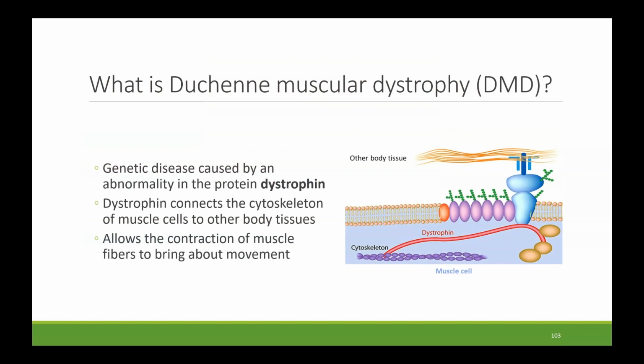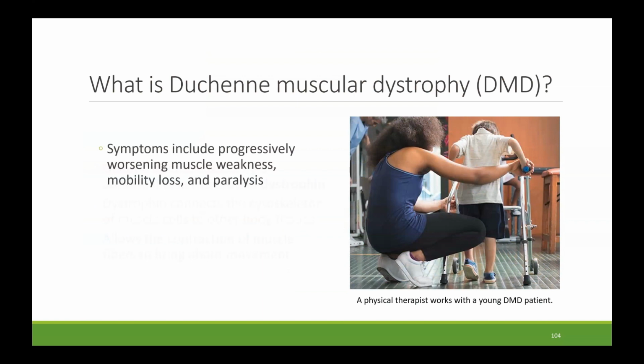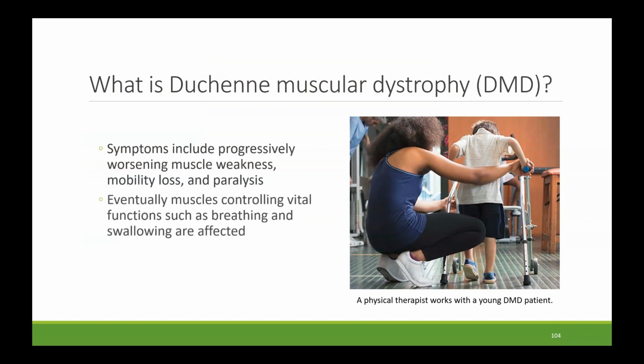Symptoms of DMD include progressively worsening muscle weakness, mobility loss, and paralysis. Eventually, the muscles that are involved in controlling vital functions like breathing and swallowing become affected, and the most common way that people die from DMD is respiratory failure. The life expectancy is 28 to 30 years.